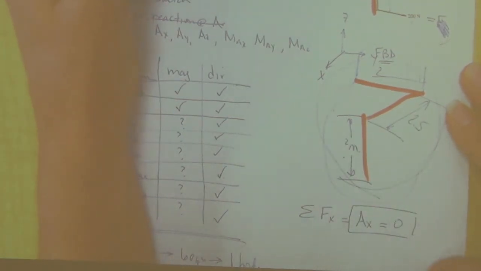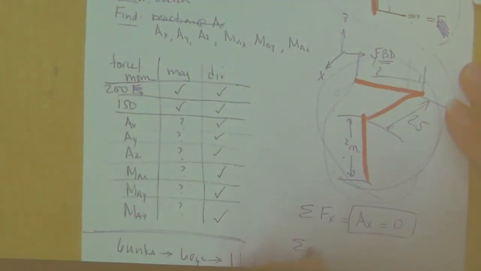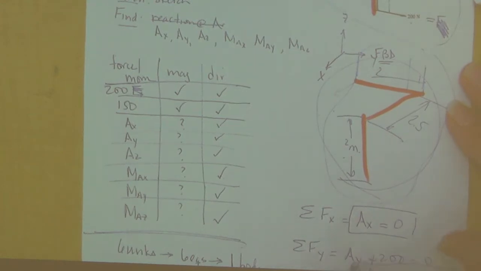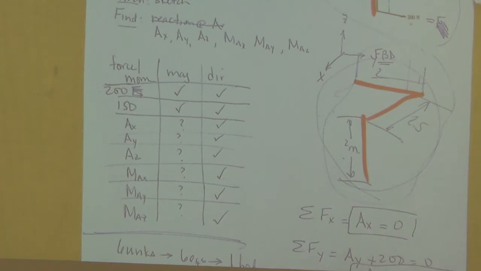Ethan, equation next. Sum of the forces in the y. Great. Sum of the forces in the y equals Ay plus 200 equals 0, and Ay equals negative 200. Make sure you write the units. That's another thing that people leave out a lot, the units.